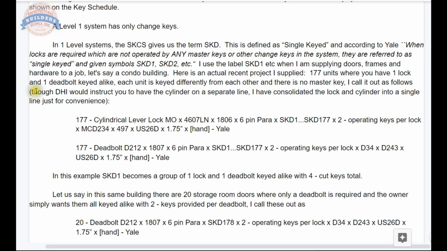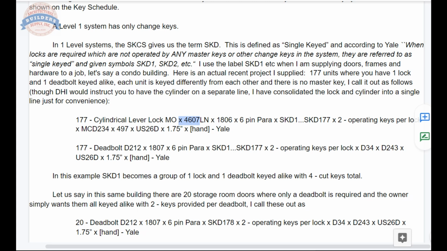177 units where you have 1 lock and 1 deadbolt keyed alike. The contractor specifically does not want a master key. Each unit is keyed differently from each other, and there is no master key. I call it out as follows. Though DHI would instruct you to have the cylinder on a separate line, I have consolidated the lock and cylinder into a single line just for convenience and out of laziness. If this was an AHC exam where I'm detailing a hardware set, I would have my 1806 cylinder. I would specify the lock as less cylinder and then the 1806 on a separate line.